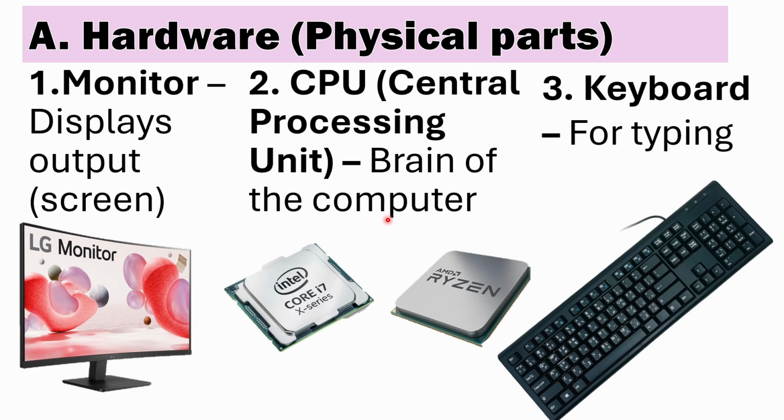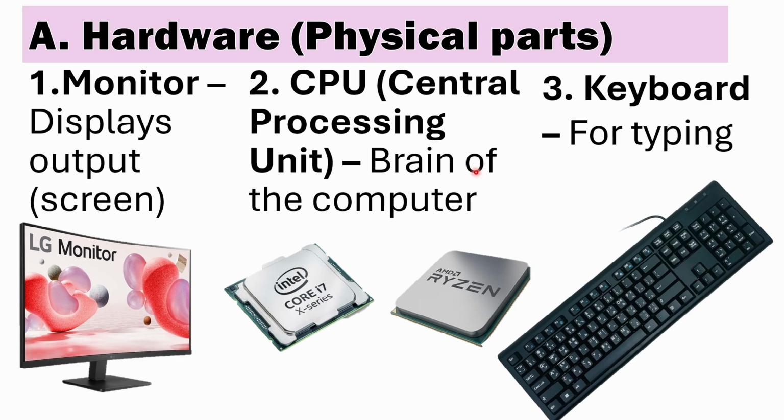Why is it often called the brain of the computer? And here's the answer. The CPU controls everything the computer does. It makes the computer work like our brain controls our body.